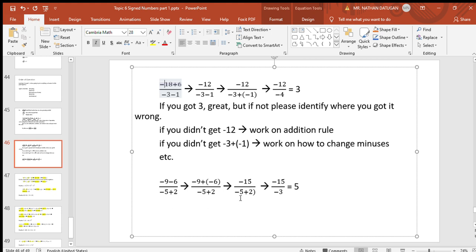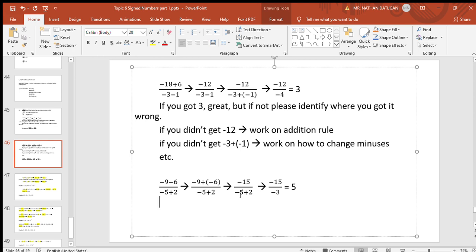Now let's do the bottom part. Negative 5 plus 2. Don't mind the parentheses. Negative 5 plus 2, since that's already an addition, we don't need to change it anymore. Negative 5 plus 2 is an addition rule. What do we do? Subtract, different signs. Negative 5 and we have a positive 2, so different signs, so we subtract. 5 minus 2 is 3.